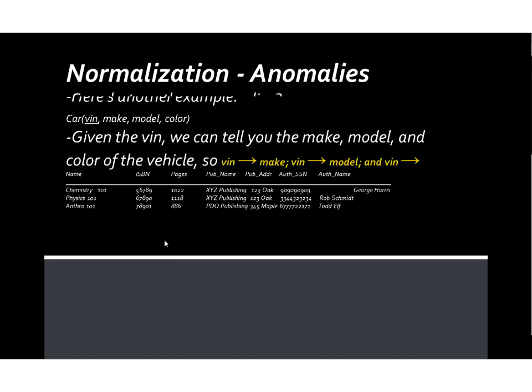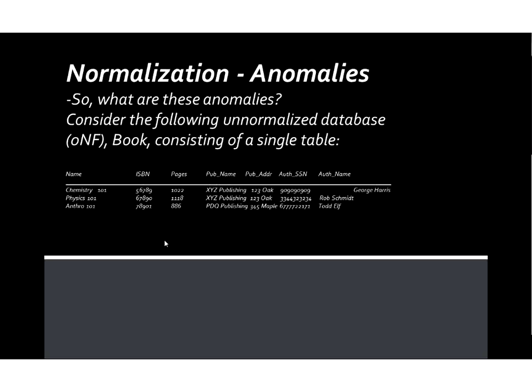All right. So going back a minute to anomalies. Here we have an unnormalized database. We say zero normal form also. Now we have all of our attributes crammed into a single table here. So we have ISBN, name, pages, publisher name, publisher address, author social security number, author name. You can see these are candidates for being their own entities: author, publisher, and book. So we crammed them all into one table.